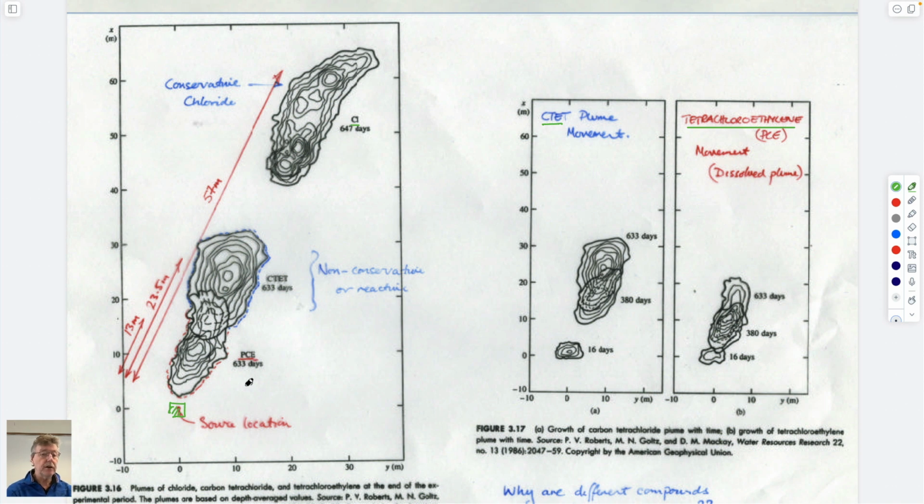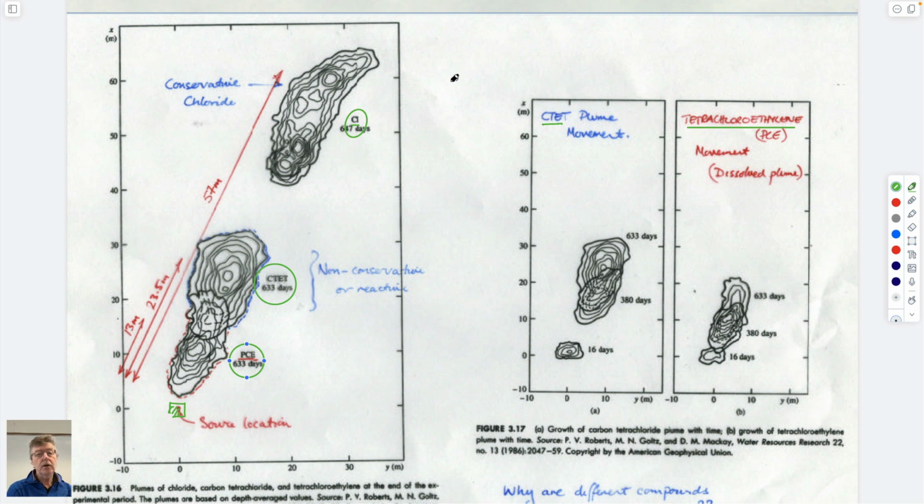These people came back on site after 600 days, 360 days, and 16 days roughly, and did these assays. And so these are all those three results shown on one: chloride, dissolved carbon tetrachloride, and PCE. And so they've all gone different lengths downrange.